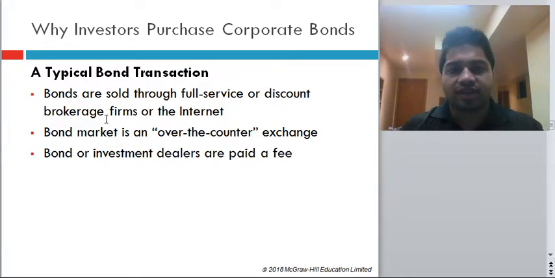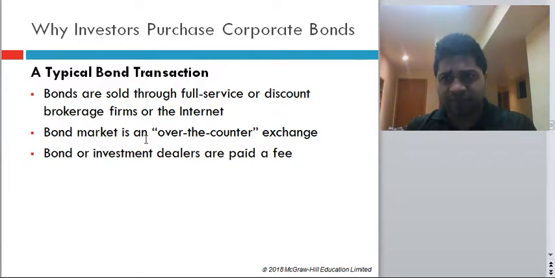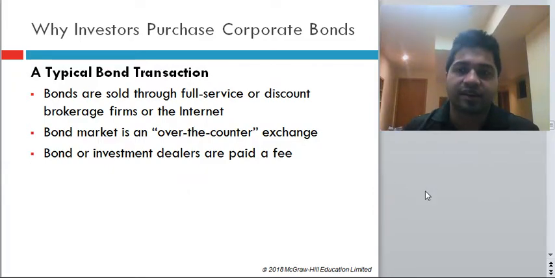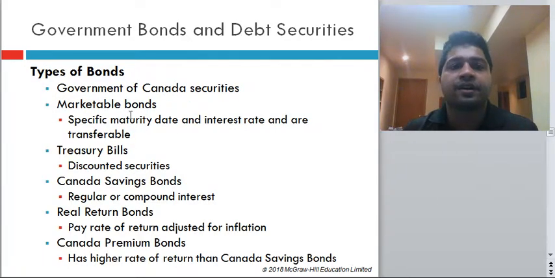A typical bond transaction. Bonds are sold through a full service or a discount brokerage firm, or you can buy them on the internet. Bonds are generally not traded majorly on exchanges. They are traded over the counter. Bond or investment dealers are generally paid fees when you buy.